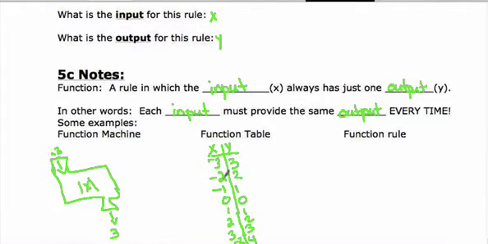Any x that's negative 2 for this function, the answer is always going to be 2. Any x that's negative 1, the answer is always going to be 1. So this negative 2, where the answer is 4, wouldn't be possible. You can only have one answer.